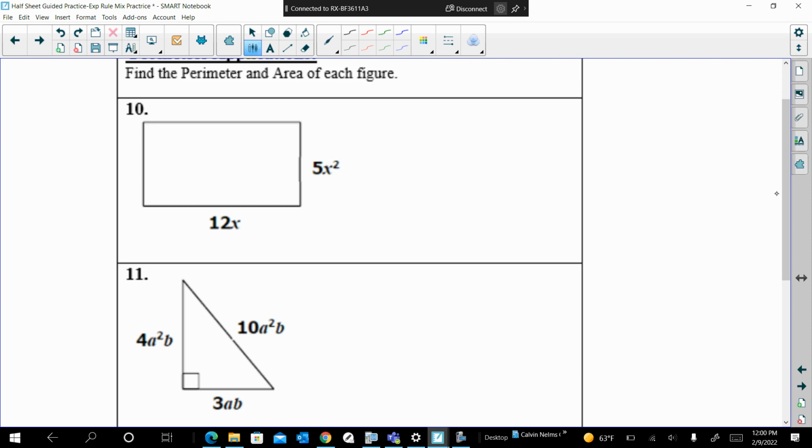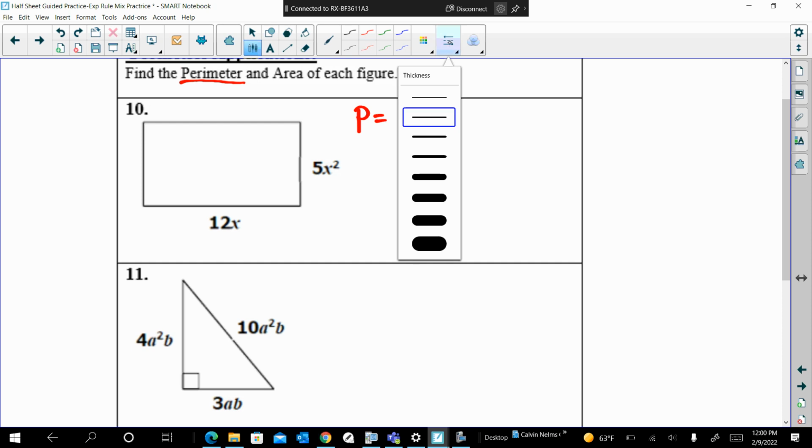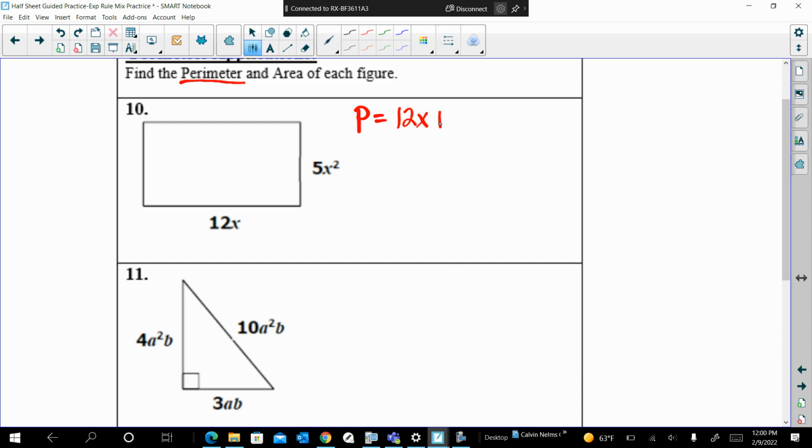First, just to recap, everyone understand what perimeter means? You add all the sides. Add up all the sides. That's basically what you're doing for perimeter. Don't worry about the figure, just add up all the sides. So if I'm going to do the perimeter of this figure, which is a rectangle, I would say P, for perimeter, would equal my 12x plus my 5x squared, and then I would have another 12x, because this would be over here 12x, and this would be 5x squared.